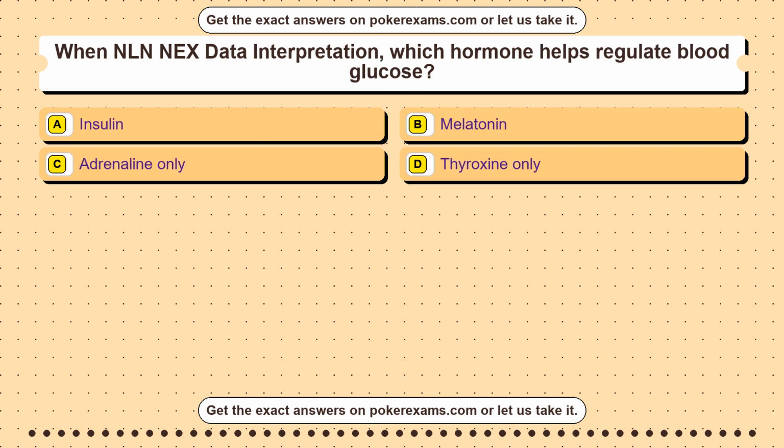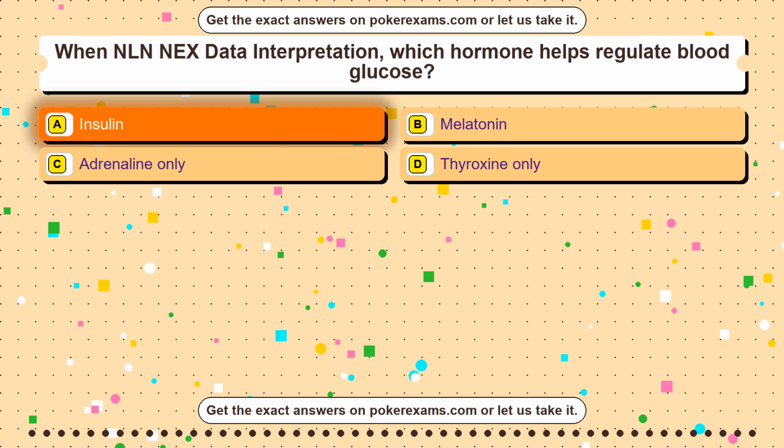Question 29. When NLN NEX Data Interpretation, which hormone helps regulate blood glucose? Option A insulin. Option B melatonin. Option C adrenaline only. Option D thyroxine only. The correct answer is option A.